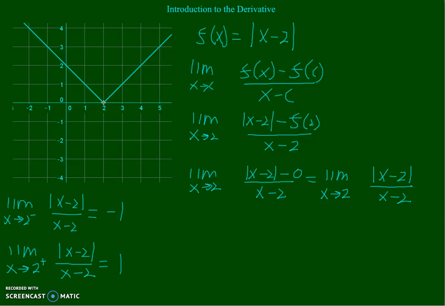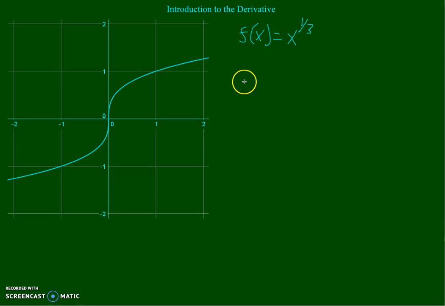Let's move on now to the third condition in which a function is non-differentiable. In this situation, we have the graph of the function f of x equals x to the 1/3. And as usual, we're going to evaluate this function using the alternative form of the derivative, which is the limit as x approaches c of f of x minus f of c over x minus c. In this case, we're going to evaluate this limit at x equals 0.